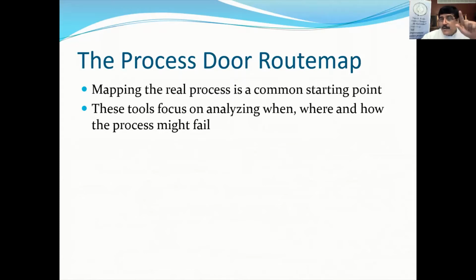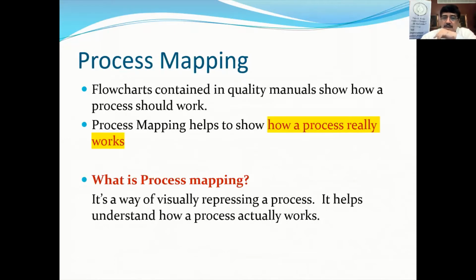Basically, this is the process. Where can I be failing? Can I be failing at this point here? Can I be failing at this point here? And so on. So it's process mapping. Let's start with the process mapping. A process map is basically a flow chart that represents your process.